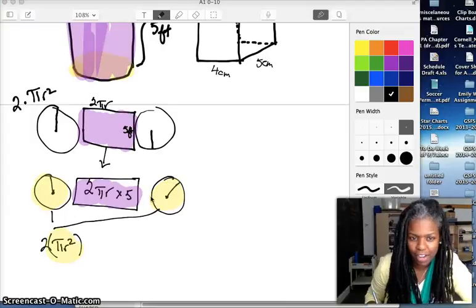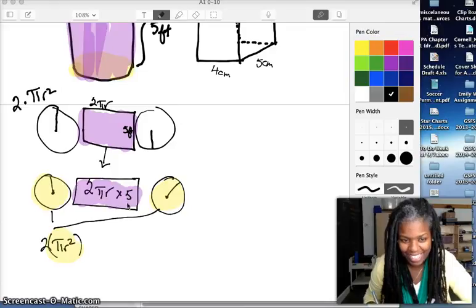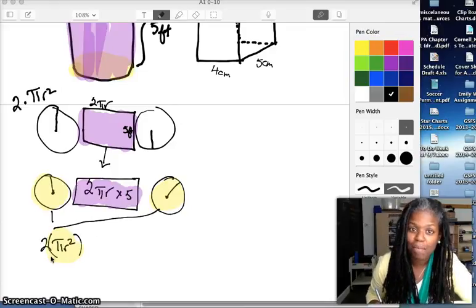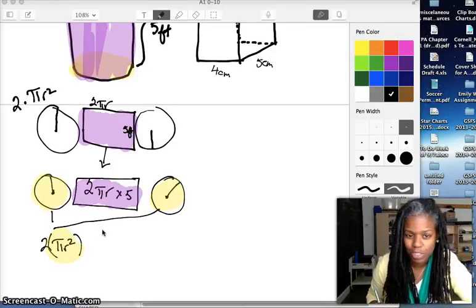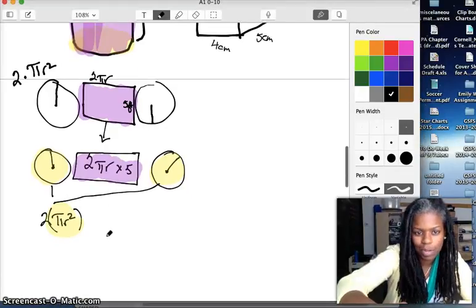I'm going to find the area here of the purple by doing 2 times pi times r times 5, so base times height. And then I'm going to find the area of the circle at the top, and I'm going to multiply it by 2 because I've got 2 of them. And I'm going to add all that information together. So here's what we've got. Slide down one more time.